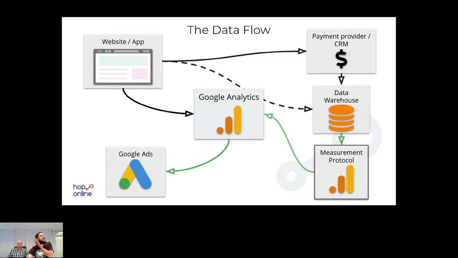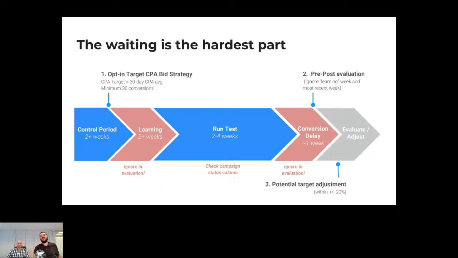So once you have this, what's next? It's basically the waiting, which is the hardest part. Once the campaigns have been turned to target CPA or target ROAS, in the case that we're looking at, you just need to wait a certain time for these specific steps. And this is actually a slide from a presentation by Google about their automated bidding.